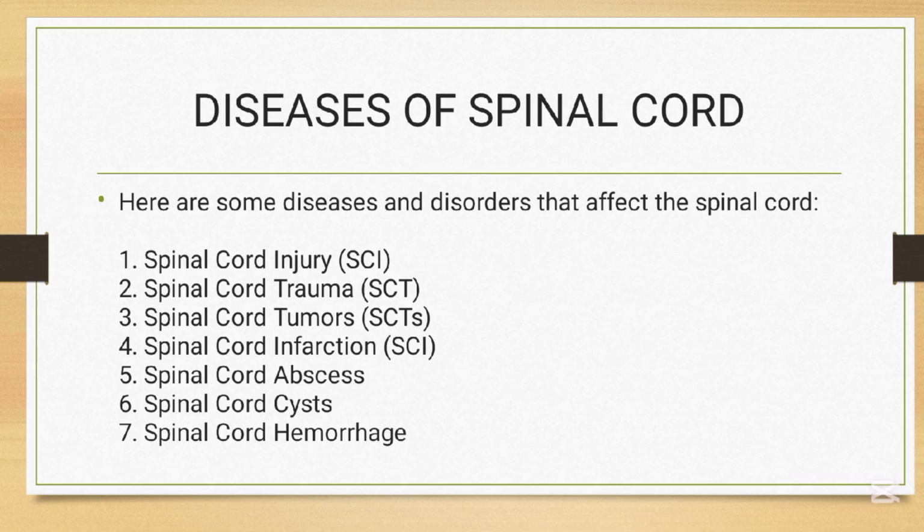So the diseases of spinal cord. Here are some diseases and disorders that affect the spinal cord. Number 1, spinal cord injury, SCI. Number 2, spinal cord trauma, SCT. Number 3, spinal cord tumors, SCTs. Number 4, spinal cord infarction, SCI. Number 5, spinal cord abscess. Number 6, spinal cord cyst. Number 7, spinal cord hemorrhage.